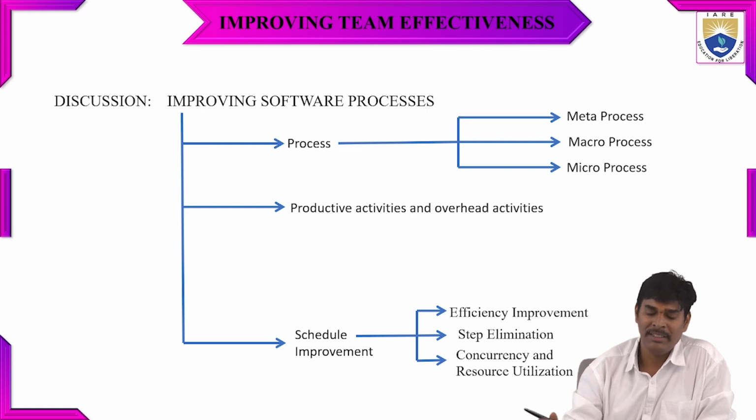And the last one is concurrency and resource utilization. Here, we need to give efficient resources to the developers or team members, so that they use these resources very efficiently to complete the project in time and within the budget. So this is about improving the software process.